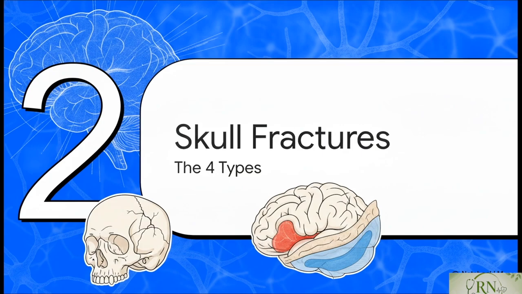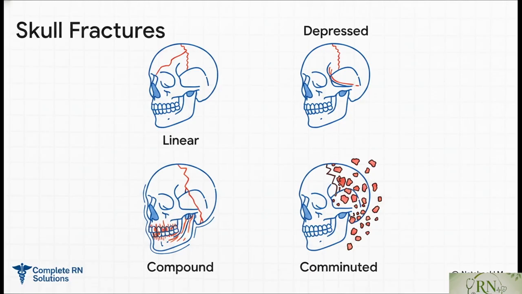Moving right along to Section 2, the 4 types of skull fractures. Moving out from the delicate brain tissue to the hard bone protecting it, let's talk about how the skull itself takes damage. The NCLEX absolutely loves asking you to identify these 4 specific types of fractures, so lock these terms into your memory right now. You've got linear, which is just a simple, clean break in the bone. Depressed, which is exactly what it sounds like. The bone is actually pushed inward toward the brain. Then there's compound, a really severe break that actually exposes the brain to the outside environment. And finally, comminuted, where the bone basically shatters into multiple fragments.